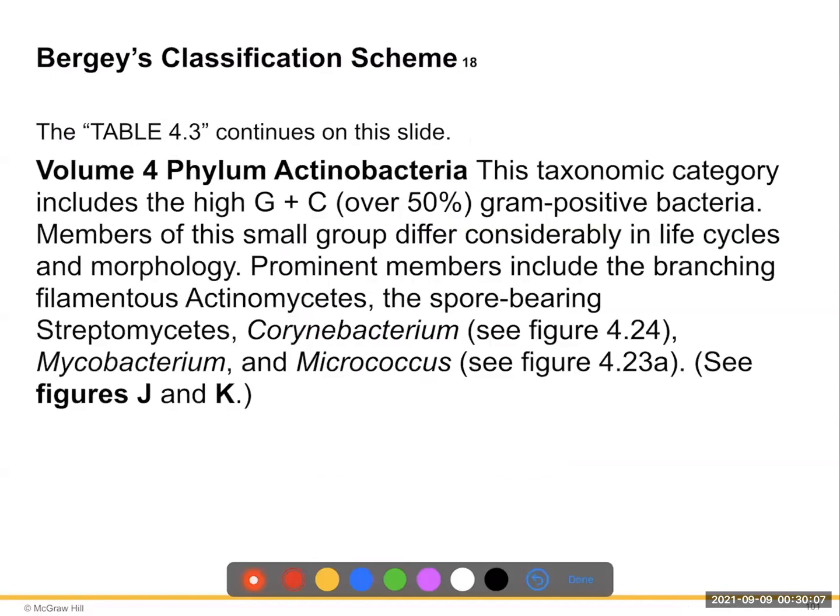In volume 4, the phylum Actinobacteria is a category which includes a high guanine to cytosine ratio. That's how they're related by DNA analysis. These are also gram-positive bacteria. They differ in their morphology and life cycles. Prominent members include branching filaments, Actinomyces, spore-bearing Streptomyces, Corynebacterium, Mycobacterium, and Micrococcus bacteria.